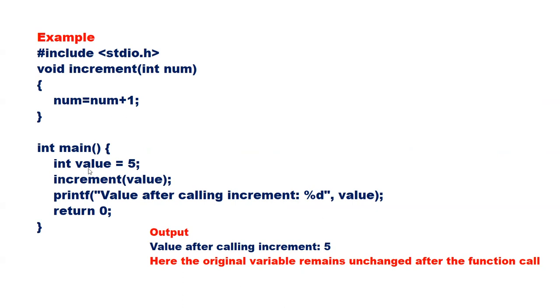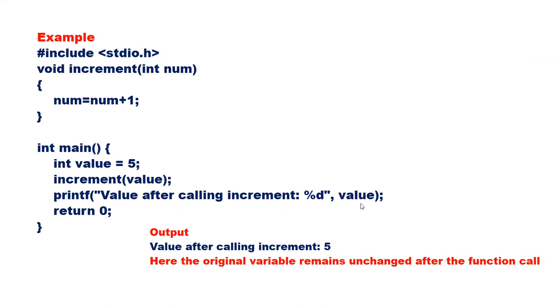In the main function, we have a variable value. It is set to 5 and the value is passed to the increment function. Value is the actual argument. Here we are passing the value of the actual argument to this formal argument. Value 5 is copied to the variable num, and then num equal to num plus 1 means the num is incremented to 6.